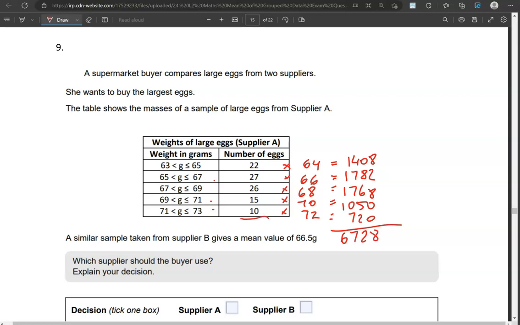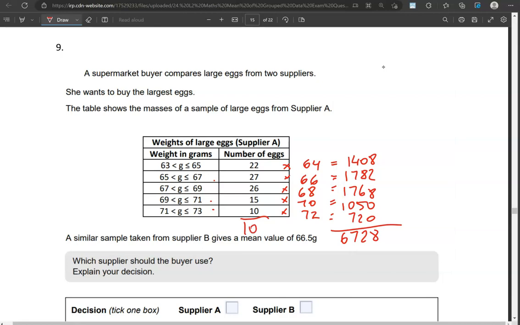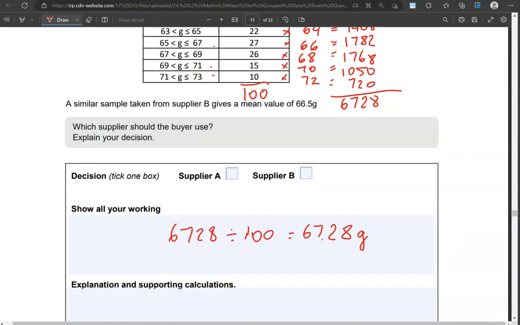which we're going to divide by the total number of eggs, which is 22 plus 27 plus 26 plus 15 plus 10, and that is 100. So we'll do 6,728 divided by 100, which gives us 67.28 grams, that is. So if we compare that to 66.5, it is higher. So eggs from supplier A weigh more.